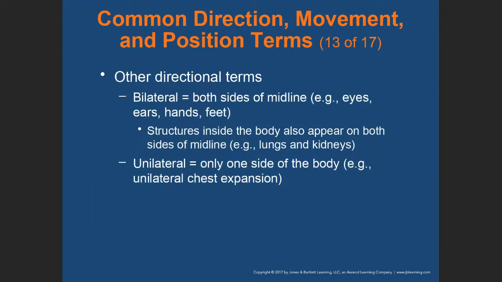Now, other directional terms. Bilateral means both sides of the midline. Example, the eyes, ears, hands, feet. Structures inside the body also appear on both sides of the midline. Example, lungs and kidneys. Unilateral, only on one side of the body. Example, unilateral chest expansion. So that means only one side of the chest is moving, which can be observed if the patient has a collapsed lung.